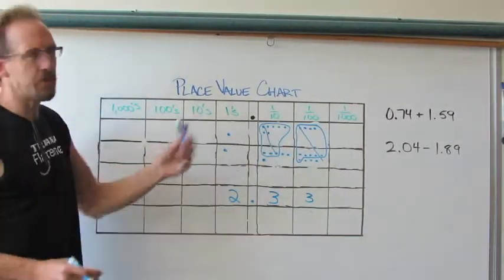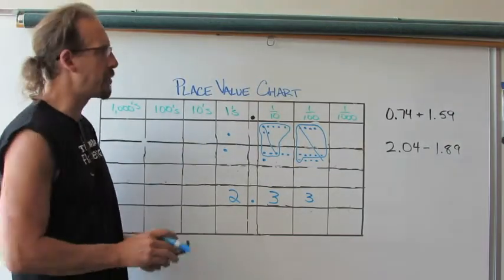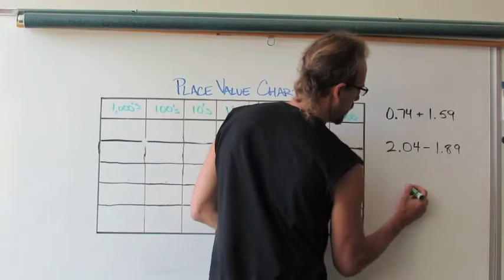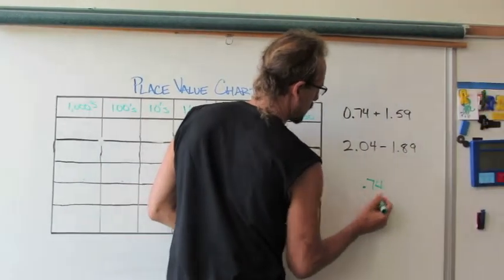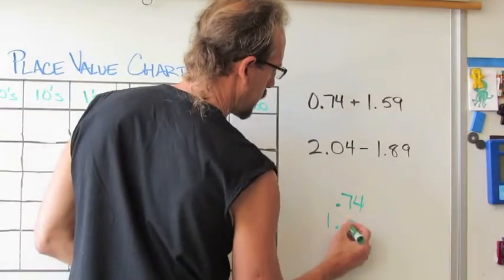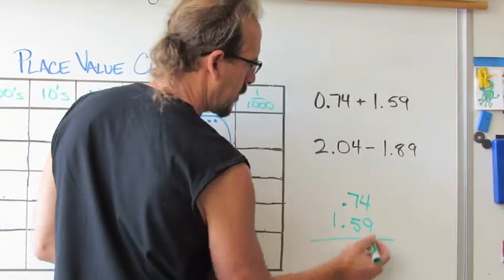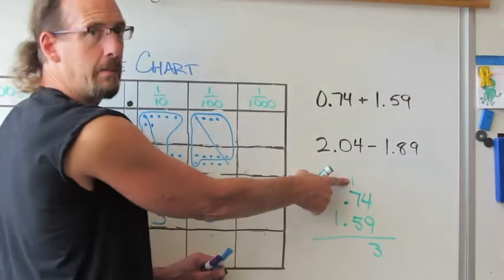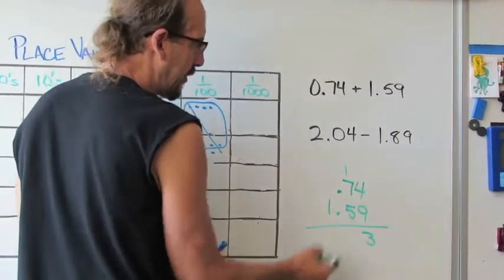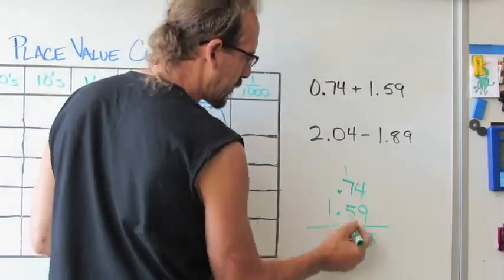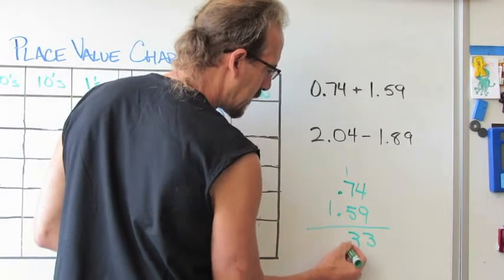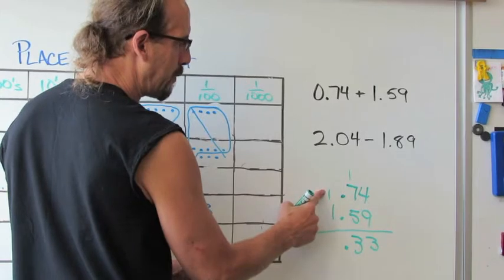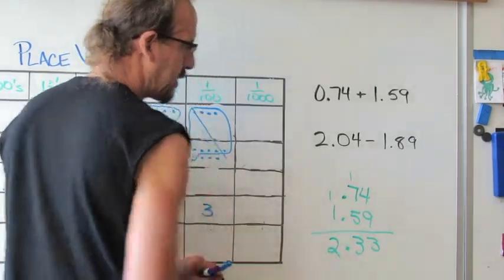And when kids use this as a model for a while, they start to really understand what they're doing when they do the algorithm. 4 plus 9 is 13. We carry that 1, but the 1 really means there were 10 hundredths. 5 plus 7 is 12, plus 1 is 13. There's our 13 tenths. 10 of them got moved over to the ones place. And there's the 2.